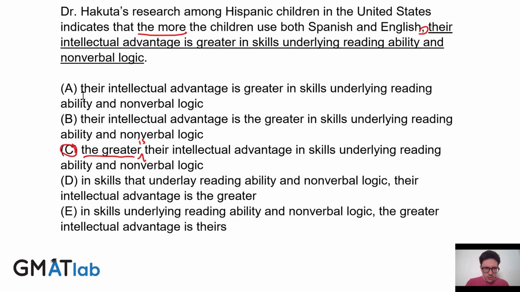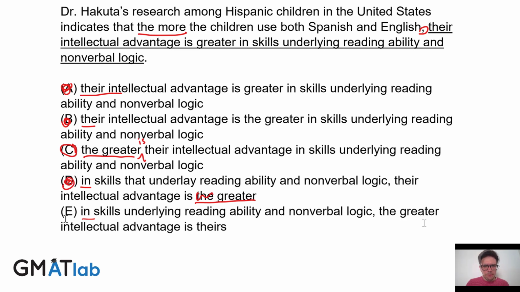And so C is going to be our answer. A is wrong because it doesn't respect the idiom. Their intellectual advantage is greater. So that's wrong. Their intellectual advantage is greater. Again, it's wrong. And then we get, instead of having the pronoun there, we get the preposition in skills underlying reading ability and verbal logic. Their intellectual advantage is the greater, so that's wrong. We would say is greater as well, so that's another reason why D is wrong.